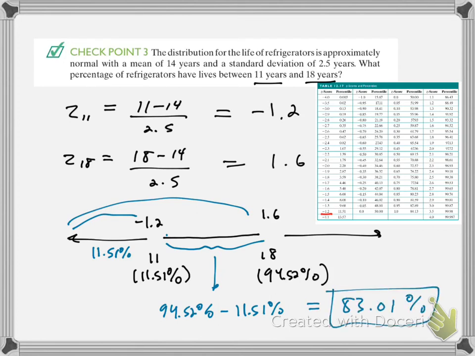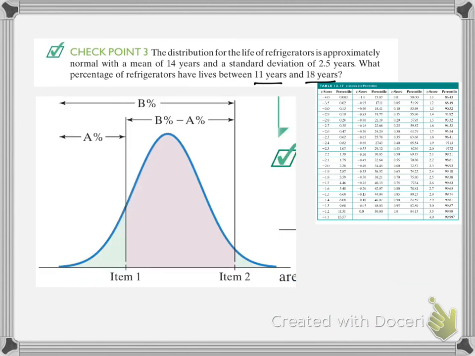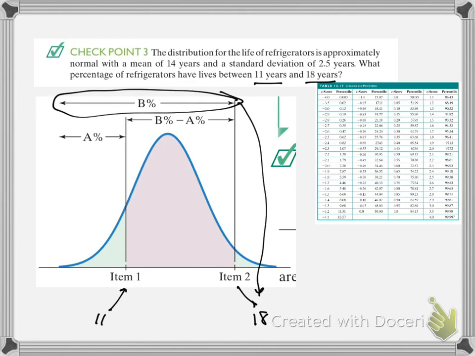Okay. A picture of this using the actual graph, the bell curve graph, or the normal distribution graph, is right here. Notice we had an item 1, which was my 11, and we had an item 2, which was my 18. They both had z-scores and then corresponding percentages. This was the percentage for 18, and this was the percentage for 11 that we just did. So the way I find the percentage between them is I just subtract the B minus the A right there.